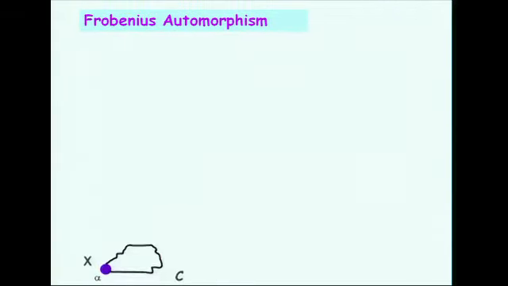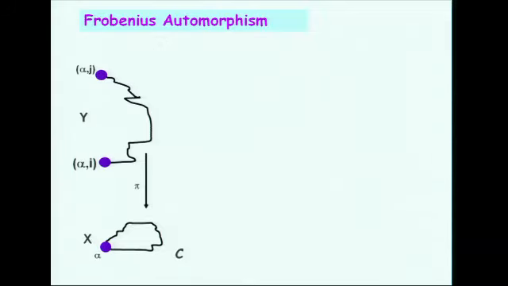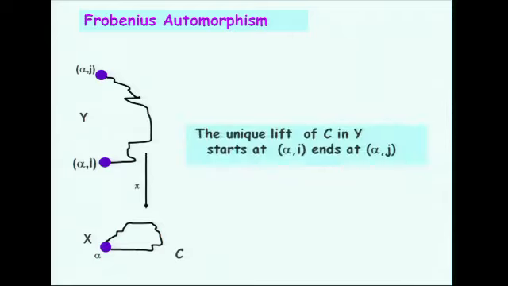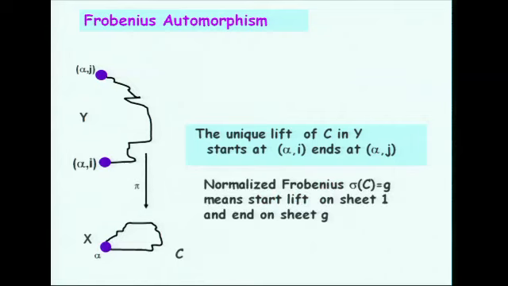So let me talk about the Frobenius automorphism for graphs. Some graph theory books have another name for this, but I can't remember what it is at the moment. So again, I've got a prime below some graph X. I've only drawn the prime, and I lift it once, and I get this thing. So I start on sheet i, end on sheet j. I have a unique lift starting at sheet i, ending in sheet j, with the same number of edges in it. It may not be a closed path. So then we define the normalized Frobenius, sigma of c, to be the sheet you end on when you start on sheet 1.